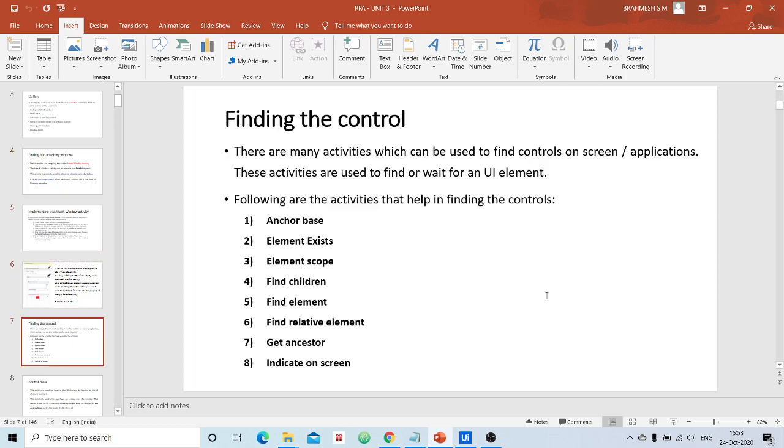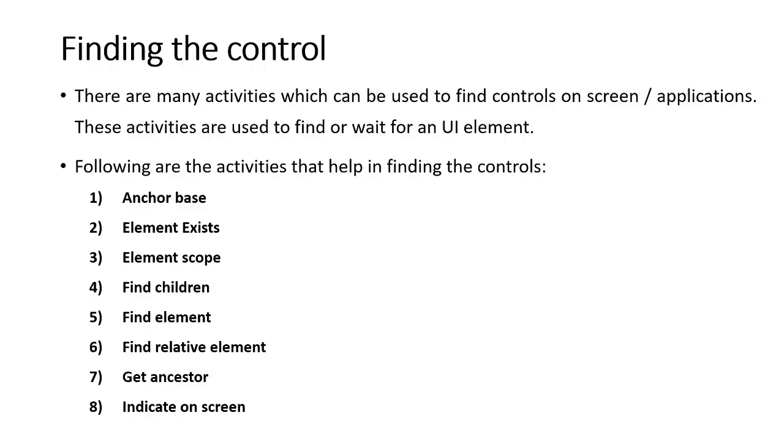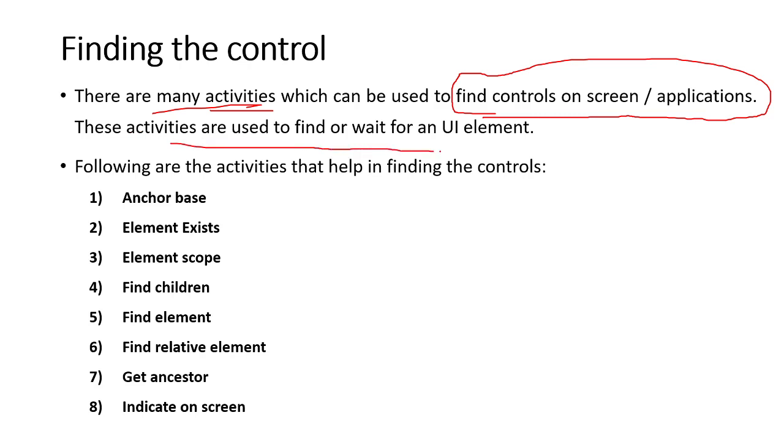Now with that we shall move on to one more interesting concept called finding the control. How to find the control, in other words. According to the author, there are many activities in UiPath Studio to find controls on screen or applications. The application can be a web application or a desktop application, right? And these activities are used to find or wait for a UI element. Clear?